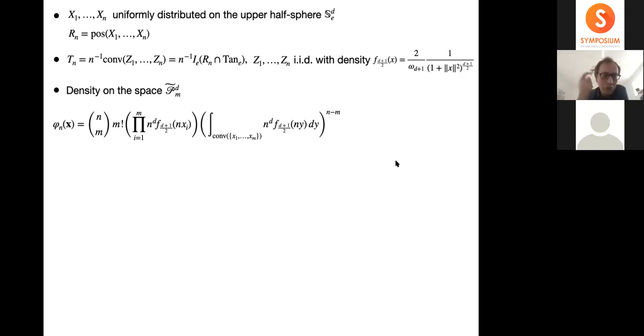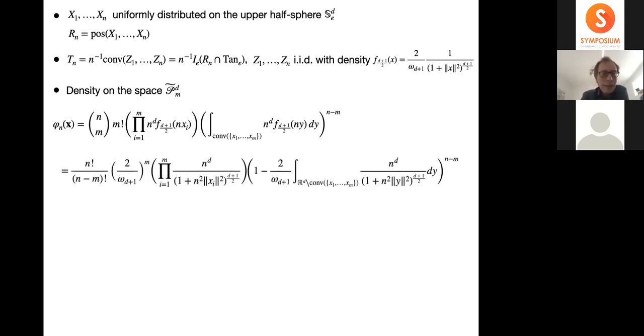And now you have to analyze this density as n tends to infinity. Well, this is easy. First of all, you simplify binomial coefficients and this m factorial here. This gives you this. Then you plug in the density. Then a factor is coming out. This is this 2 to the omega_{d+1}. By the way, omega_{d+1} is the surface area of the sphere. This comes to some power because this is an m-fold product. And then it's the product of these densities here. This is just plugging in the definition of the densities.